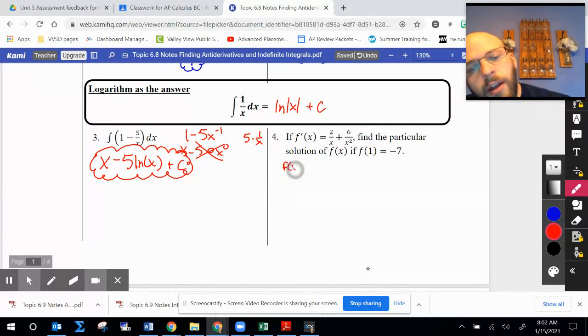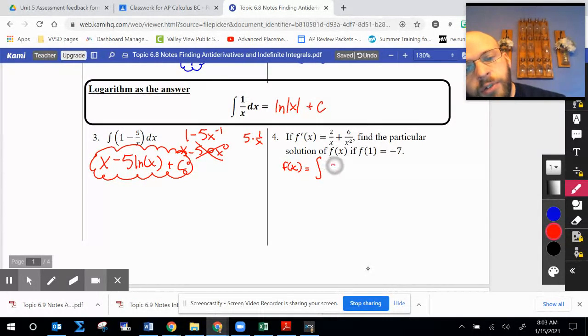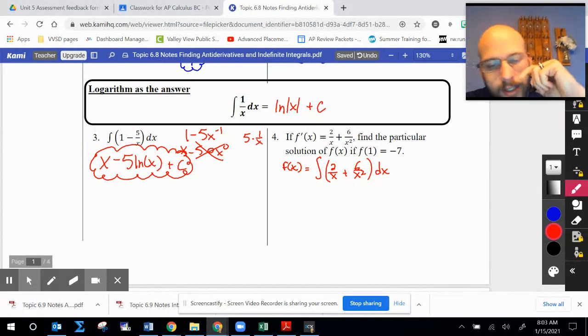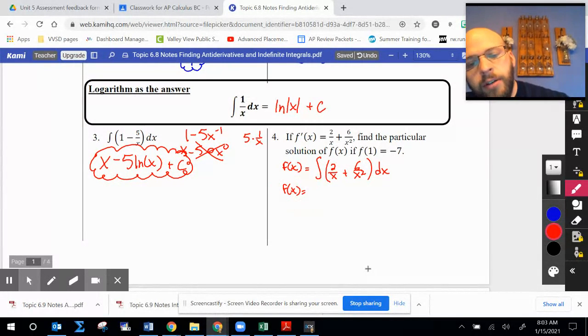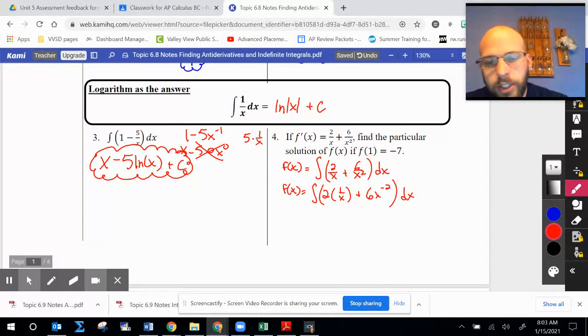So f of x is going to equal the integral of 2 over x plus 6 over x squared dx. And if I do this, I'm going to write this a little better. Now, you can see just when you have 1x in the denominator, that's going to be the natural log. But this over here is not a natural log. It's like squared in the denominator. So my antiderivative would be 2 natural log of x. This should be absolute value over here, by the way.